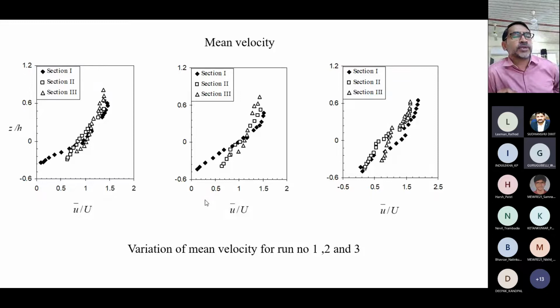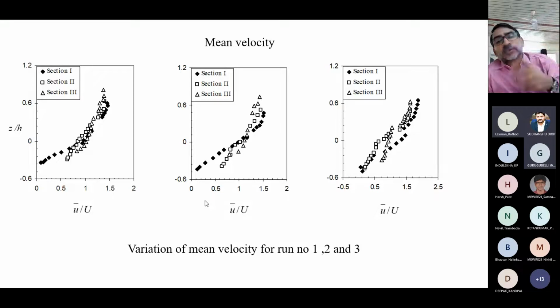Yes, absolutely right. So suppose we want to take the readings at the bed, we can adjust the height so that it can take the reading at the bed, because you just mentioned that we can't take the reading at the bed. Touching the bed is not possible, minimum 5.